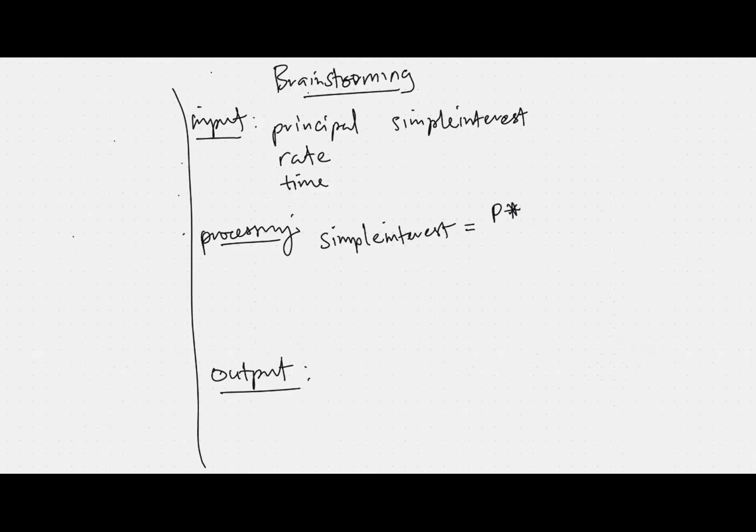Remember, we said that you can write P and then times R, okay? Because in programming, there's no times symbol, right? It's not possible to do it in programming, okay? So you do the star instead, okay? So this is the processing you need to do. Then the next thing, what's the output? What do you show as output?